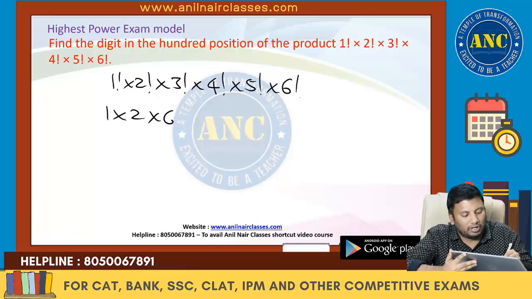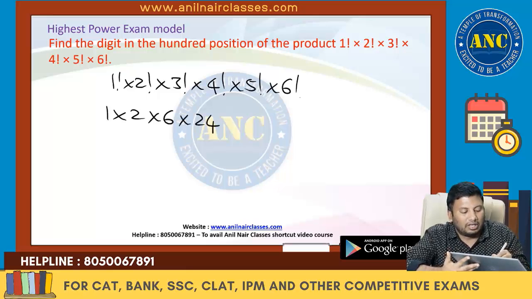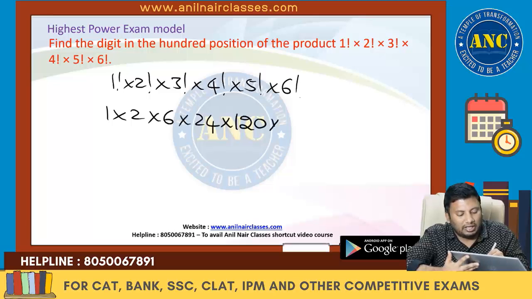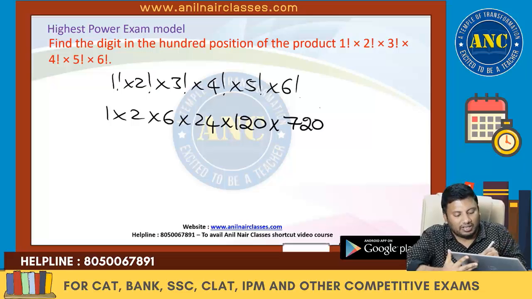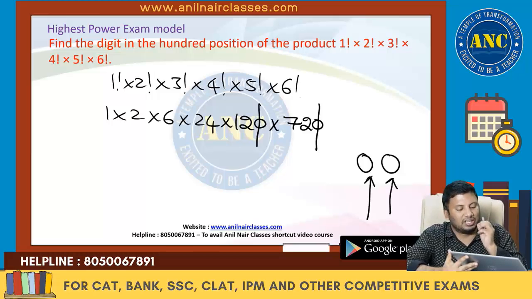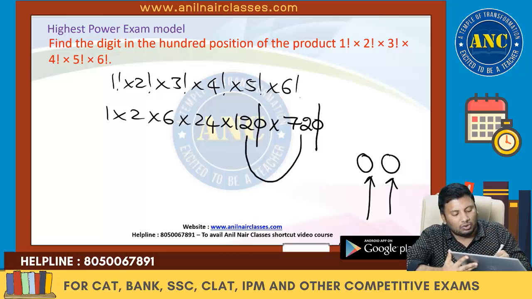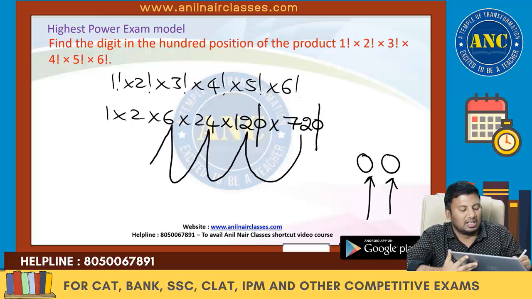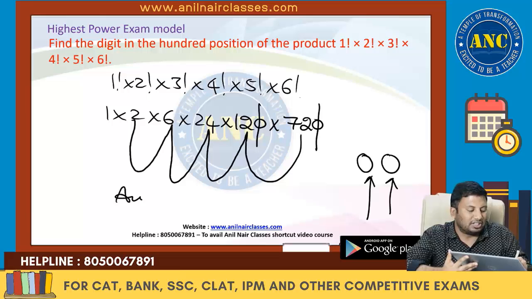1 into 2 into 6 into 24 into 120 into 720. 120 into 720, 0, 0. That means 2 zeros. Units place 0, tens place 0. Hundreds place: 2 2s are 4, 4 4s are 16, 6 6s are 36, 36 2s are 72. The answer for this question is 2.